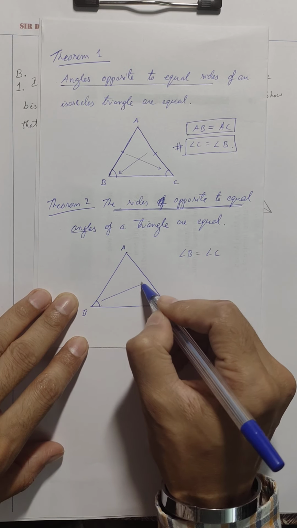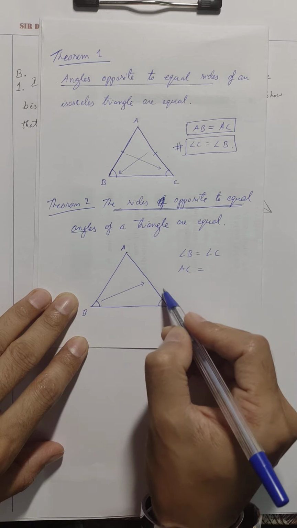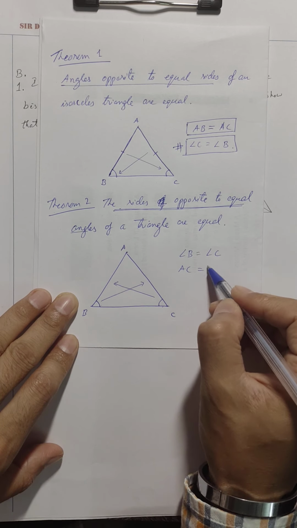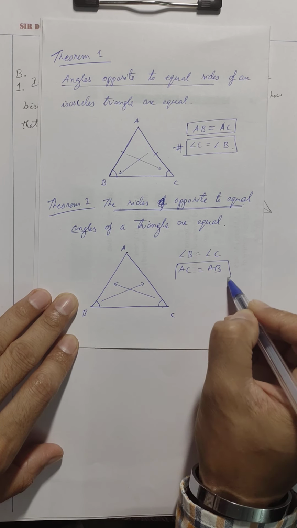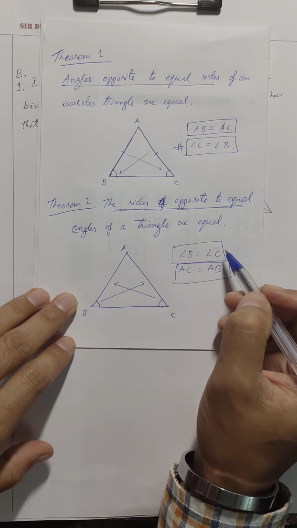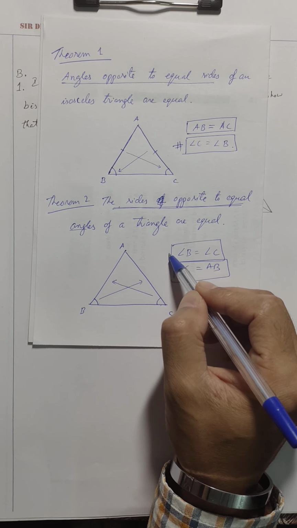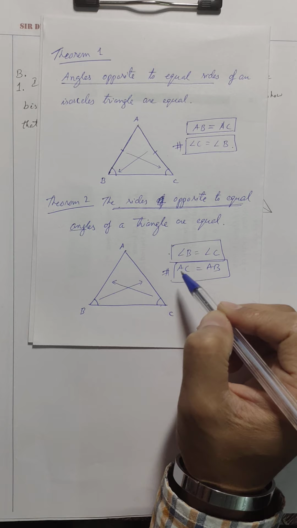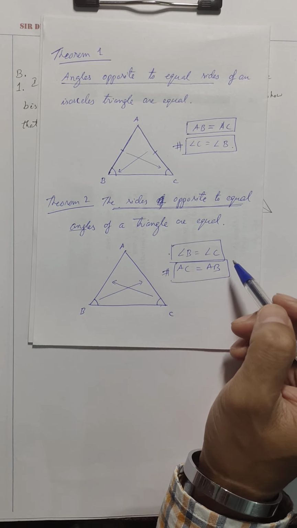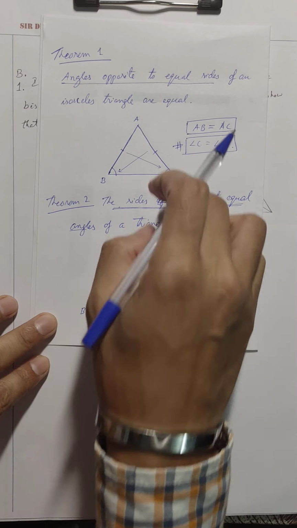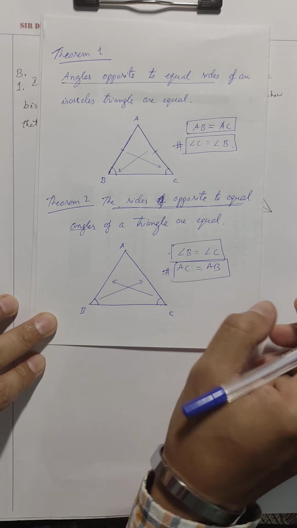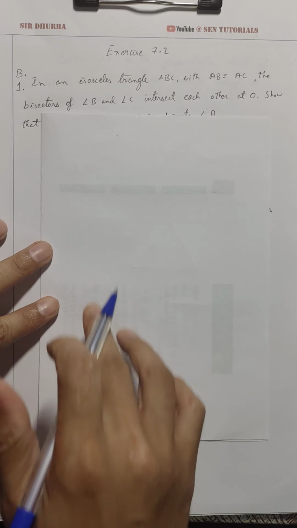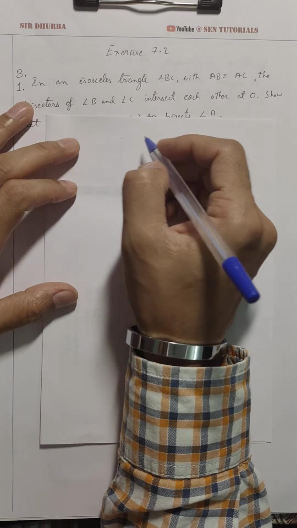What is the side opposite to angle B? That is AC. And the side opposite to angle C, that is AB. So here what they state is that in a triangle, if you have two angles which are equal, then the sides opposite to them are also equal. So basically these two concepts will be required, plus the concept of perpendicular bisector and angular bisector.